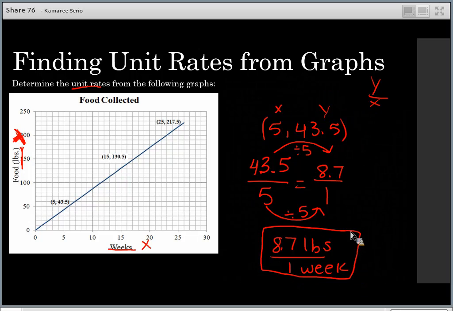So again to recap, you find your point, and you write it as your coordinate pair, x comma y, that's this step right here. You take this and write it as y over x. Make sure there's a 1 in the denominator, and then that's your answer.